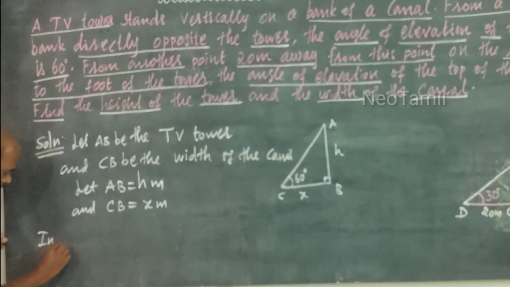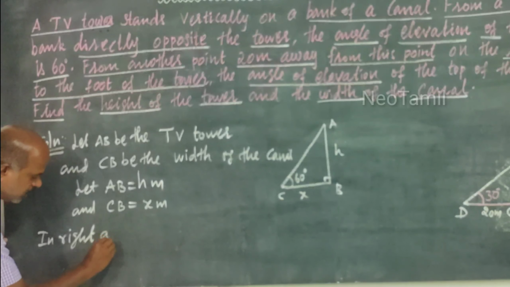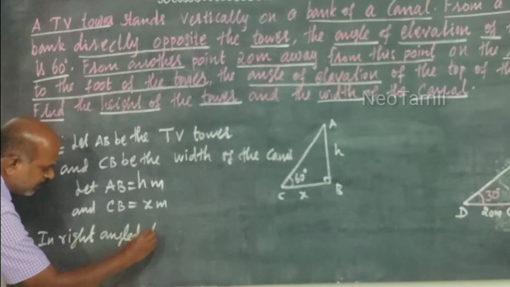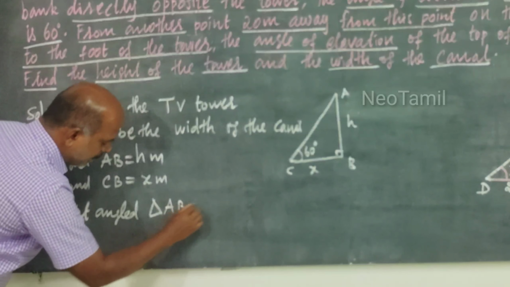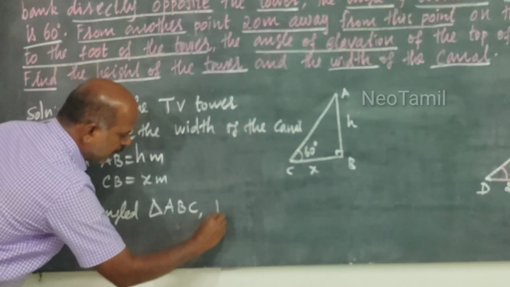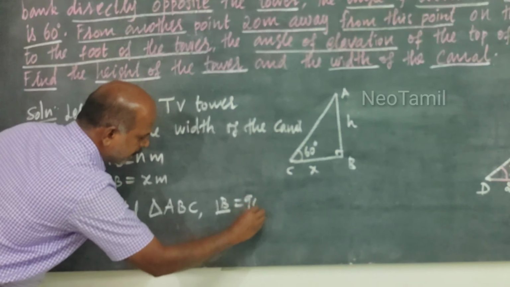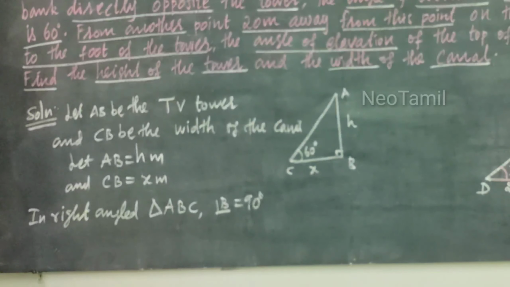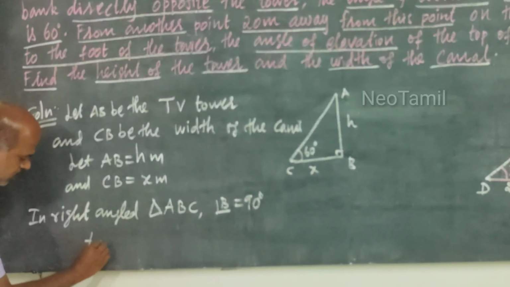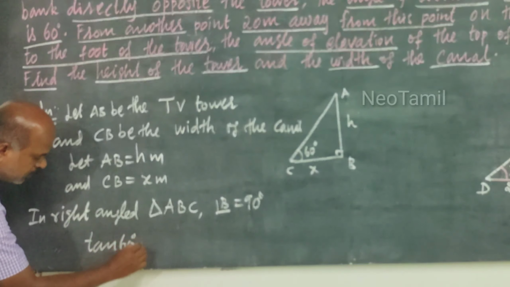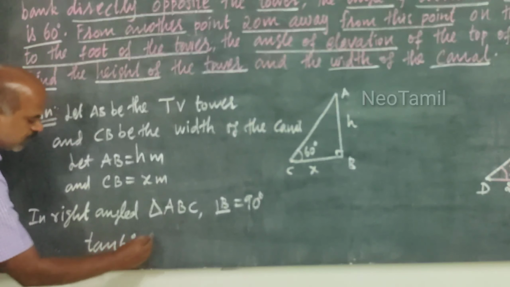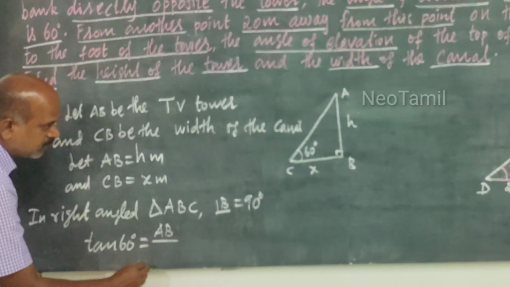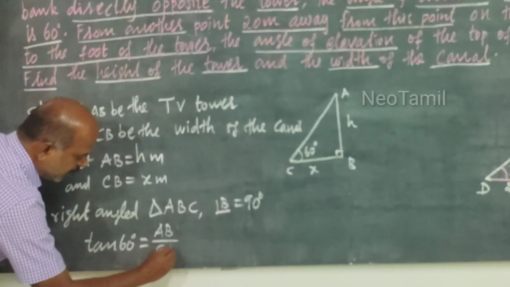In right-angled triangle ABC, angle B is equal to 90 degrees. So, I want to take the tan concept: tan 60 degrees equals opposite side by adjacent side. Opposite side is AB, adjacent side is CB.